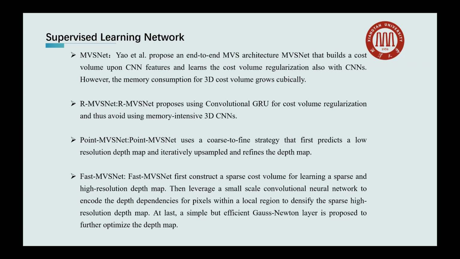By contrast, Point-MVSNet uses a coarse-to-fine strategy that first predicts a low resolution depth map and iteratively upsamples and refines the depth map. Fast-MVSNet first constructs a sparse cost volume for learning a sparse and high resolution depth map, then leverages a small scale convolutional network to encode the depth dependencies for pixels within a local region to densify the sparse high resolution depth map. At last, a simple but efficient Gauss-Newton layer is proposed to further optimize the depth map.